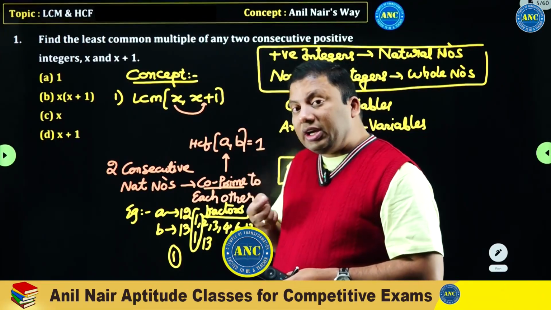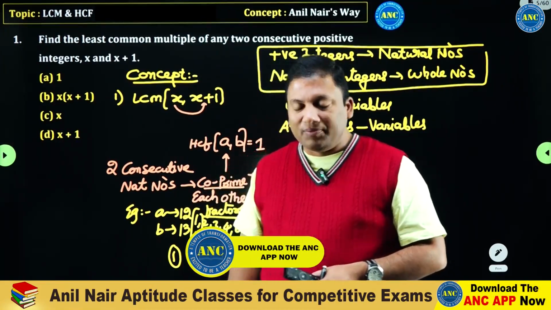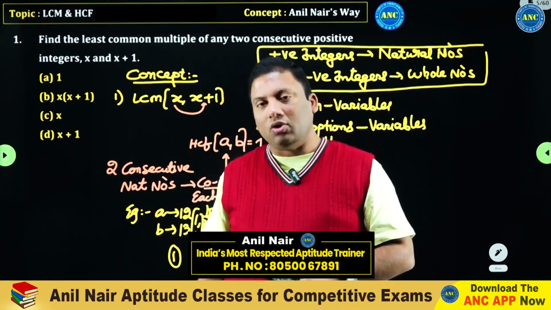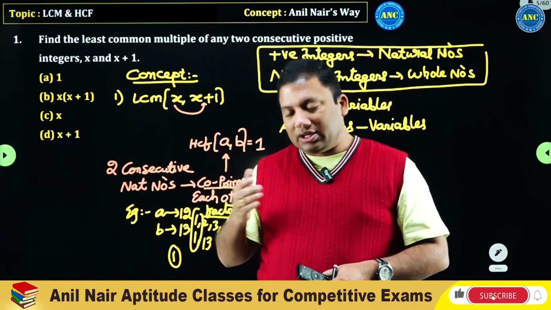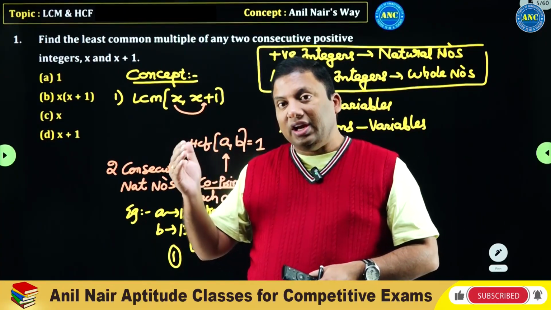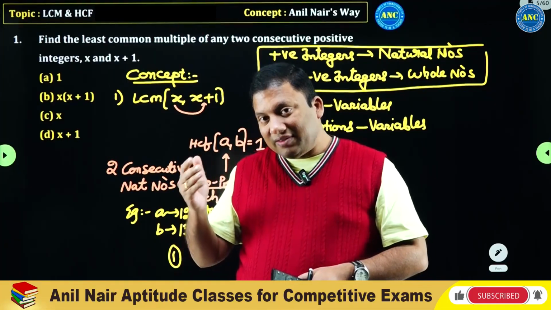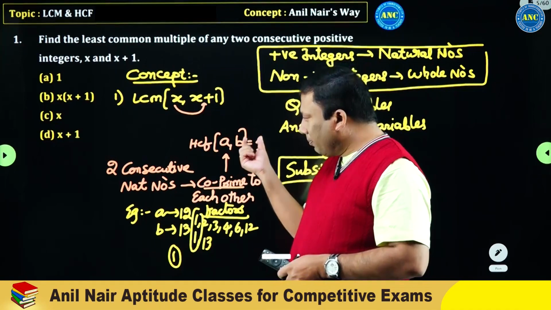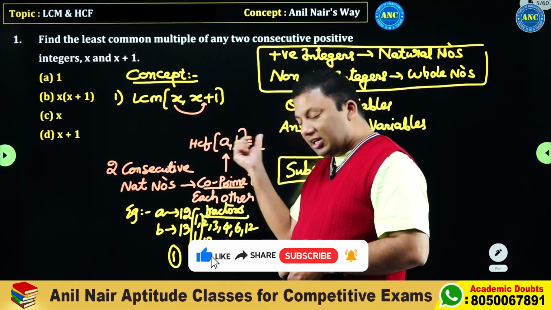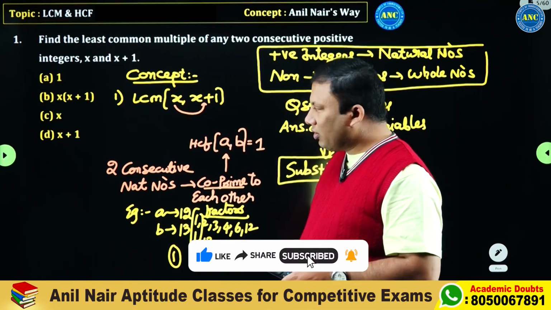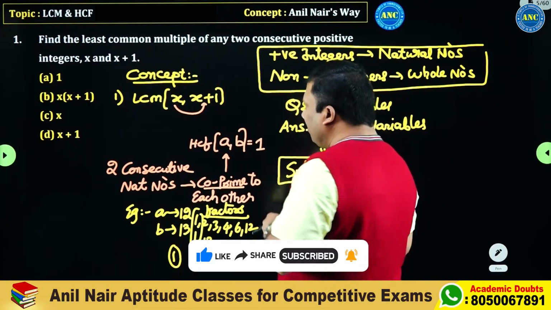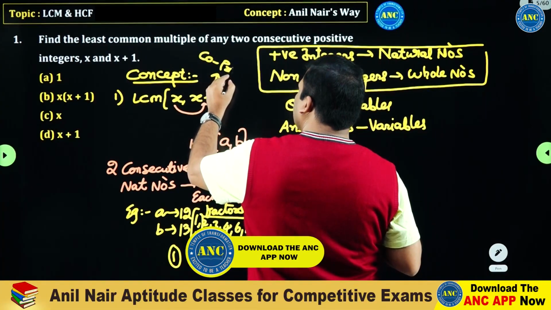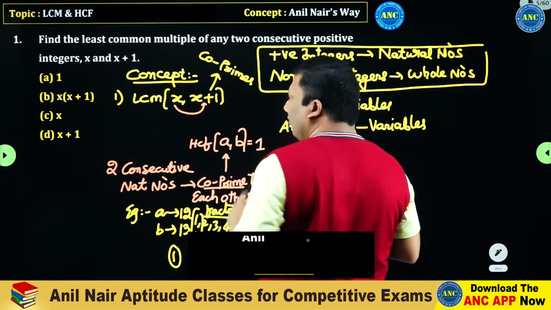Consecutive natural numbers are co-prime to each other. Prime numbers also: 2, 3 are co-prime to each other; 3, 5 co-prime; 5, 7 co-prime; 7, 11 co-prime. If the HCF of two numbers is 1, then the two numbers are said to be co-prime to each other. Are you all with me?